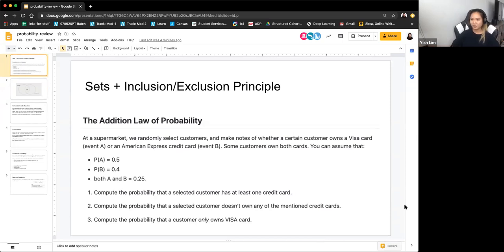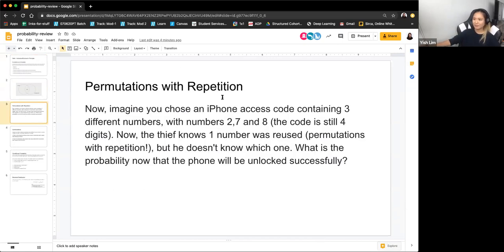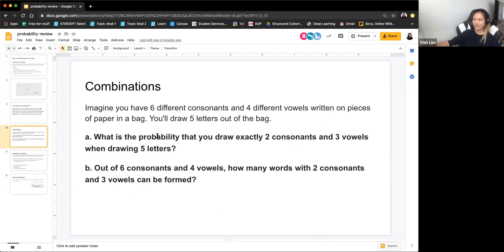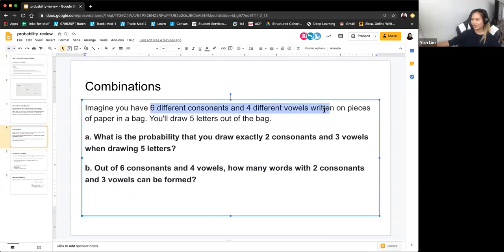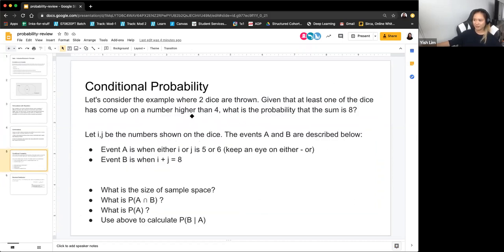So I picked 4 questions, and then the last part is a quick overview of the formula of the binomial distribution. I have a question from sets that has the inclusion-exclusion principle. I have permutations with repetition, which, if you have seen, is the iPhone question with the passcode. There's combinations, where you have 10 pieces of paper, 6 with consonants, 4 with vowels, and ask what's the probability of drawing a particular thing. And then conditional probability. This is honestly a level 1 conditional probability question, and we're going to get to more conditional probability later in section 17.